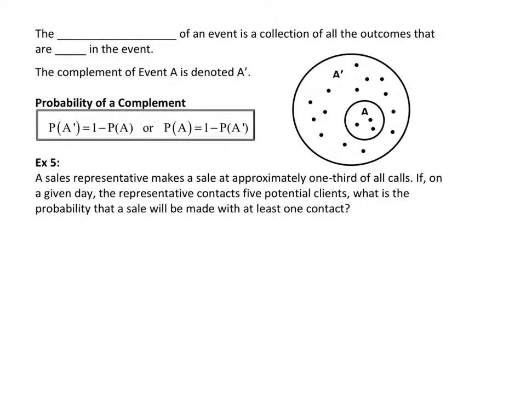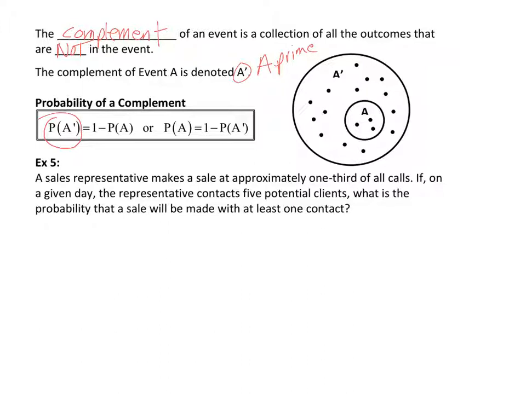All right, next concept, the complement. The complement of an event is a collection of all the outcomes that are not in the event. The complement event is denoted as A apostrophe, or in other words, A prime. Call this A prime. And we have the probability of a complement here. So the probability of a complement is 1 minus the probability of the original event.